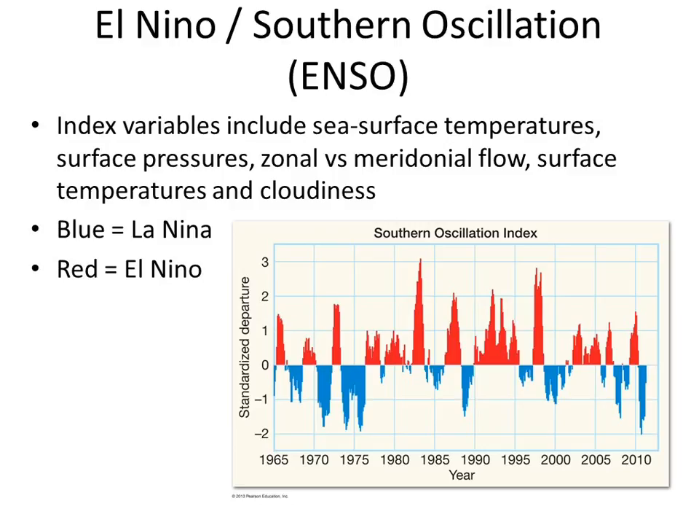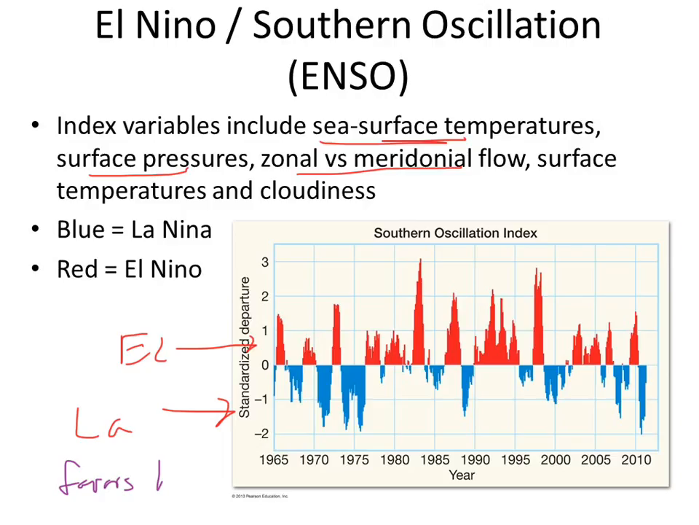At the top here, it says how do meteorologists track which condition we're in? They do the surface temperatures like you saw. They can look at pressures. They can look at the meridional or zonal flow. And they can look at temperatures and cloudiness. Here you see the red is the El Nino, this is El, and this is La. So you can see how they go back and forth. And we said, going back to what Arlen was saying, La Nina favors hurricanes. So you could go check.